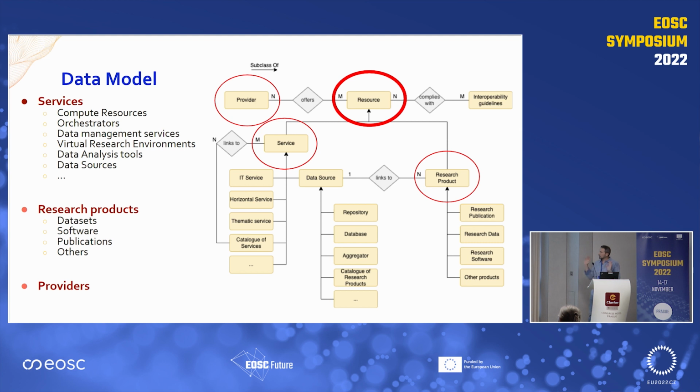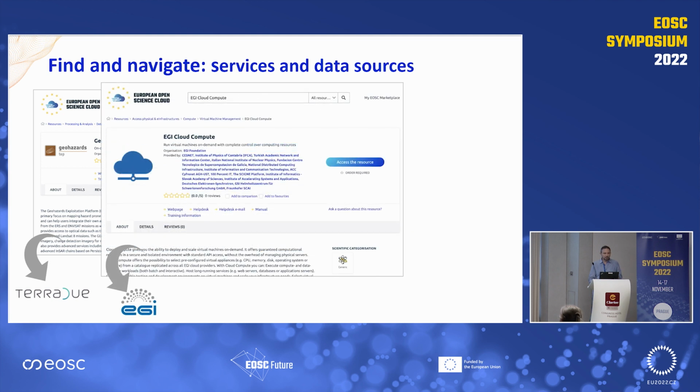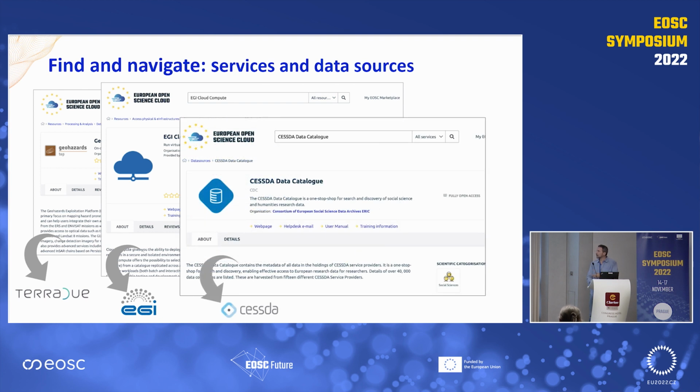So the data model, this is, I promise, the only techie slide that I have. It's not even too techie. As I mentioned before, there are services and research products, and we also have a strong notion of providers. So we want to know who's the provider behind the service. This is key. So during the onboarding process, this is another aspect that we need to take into account. Then this will allow us, once we have the catalog, to associate every service that we have to a provider, right? And this is extremely important. So we have companies like Terra2, we have infrastructures like EGI, we have communities like CESDA, CESDA catalog, and the original one.